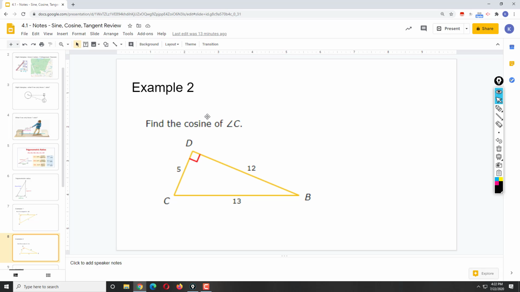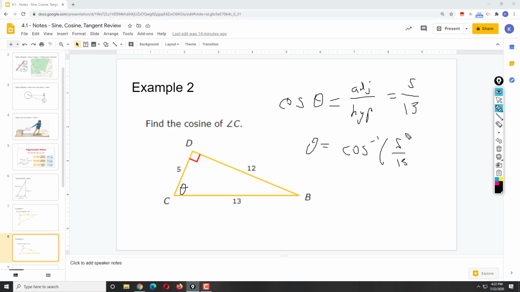Example 2, find the cosine of angle C. Our triangle, the legs are 5 and 12, the hypotenuse is 13. C is next to 5 and 13, and 12 is opposite. Okay, so we want cosine. Let's call it theta again. Cosine of theta. Cosine is adjacent over hypotenuse. The adjacent one is 5. Hypotenuse is 13. That means theta is inverse cosine of 5 over 13.